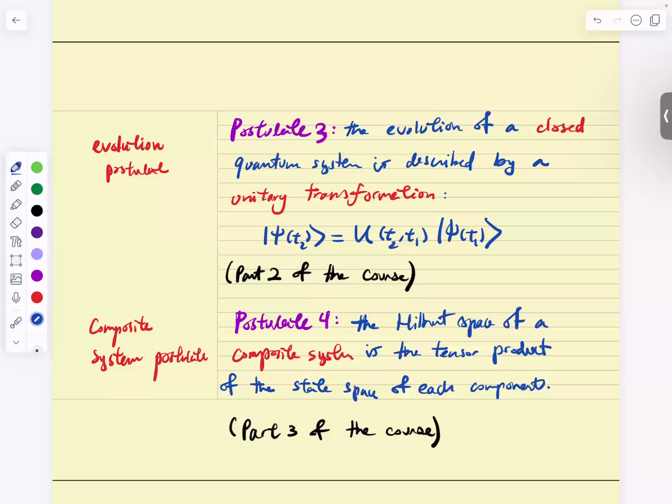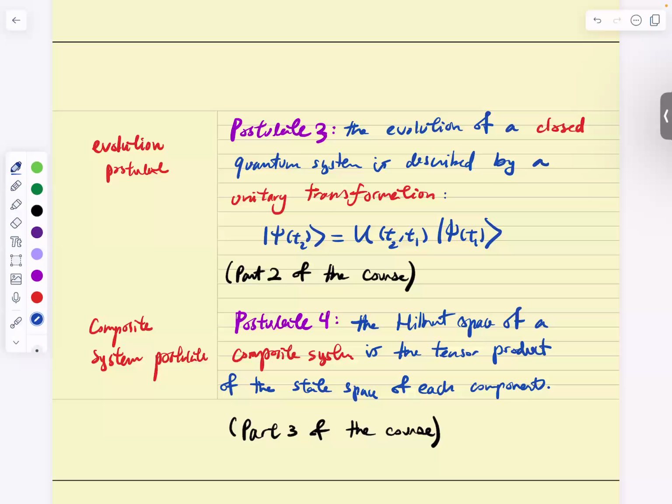It says the Hilbert space of composite systems, now you know what the Hilbert space is, right? Is the tensor product of the Hilbert space of each component. So I haven't told you what tensor product is. We're gonna go over that in part 3 of the course, but I wanna tell you in advance. It tells you how to describe systems that are composite, have multiple components, multiple particles.